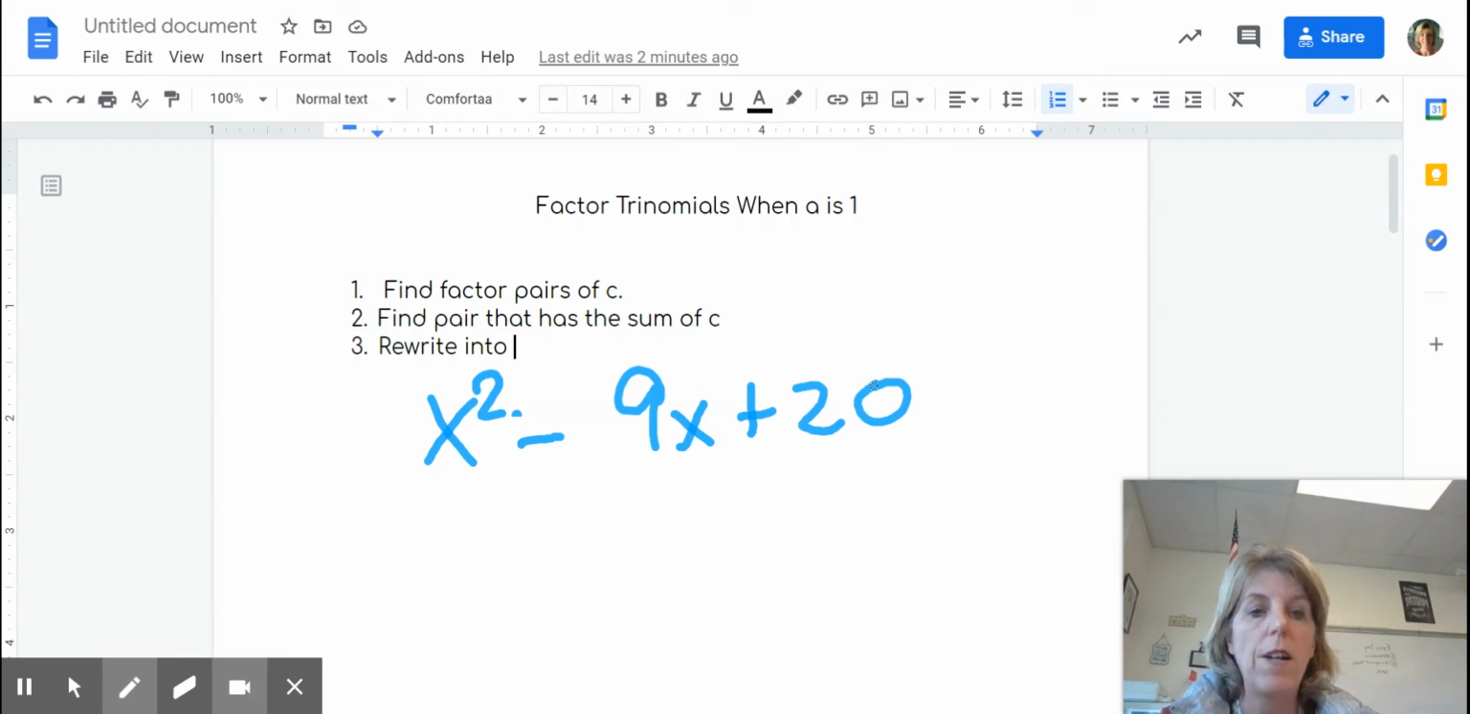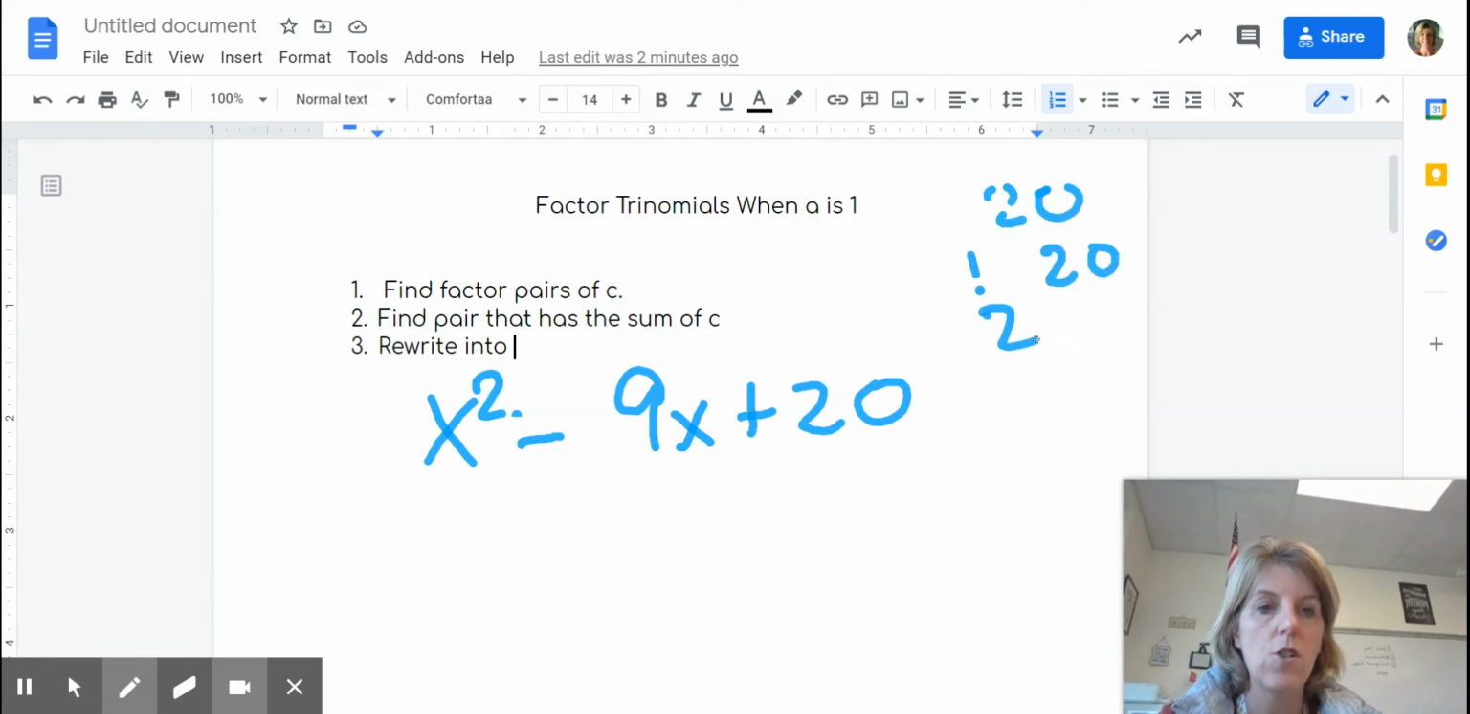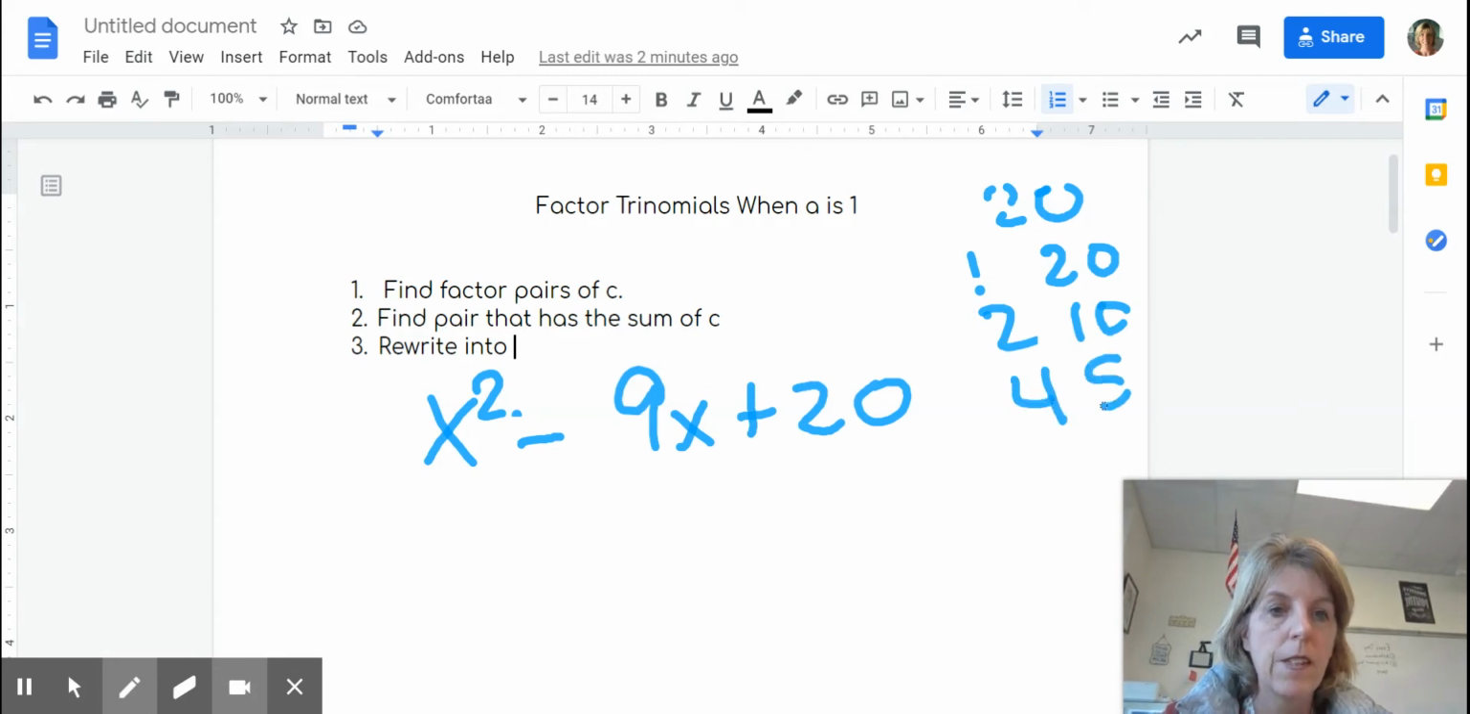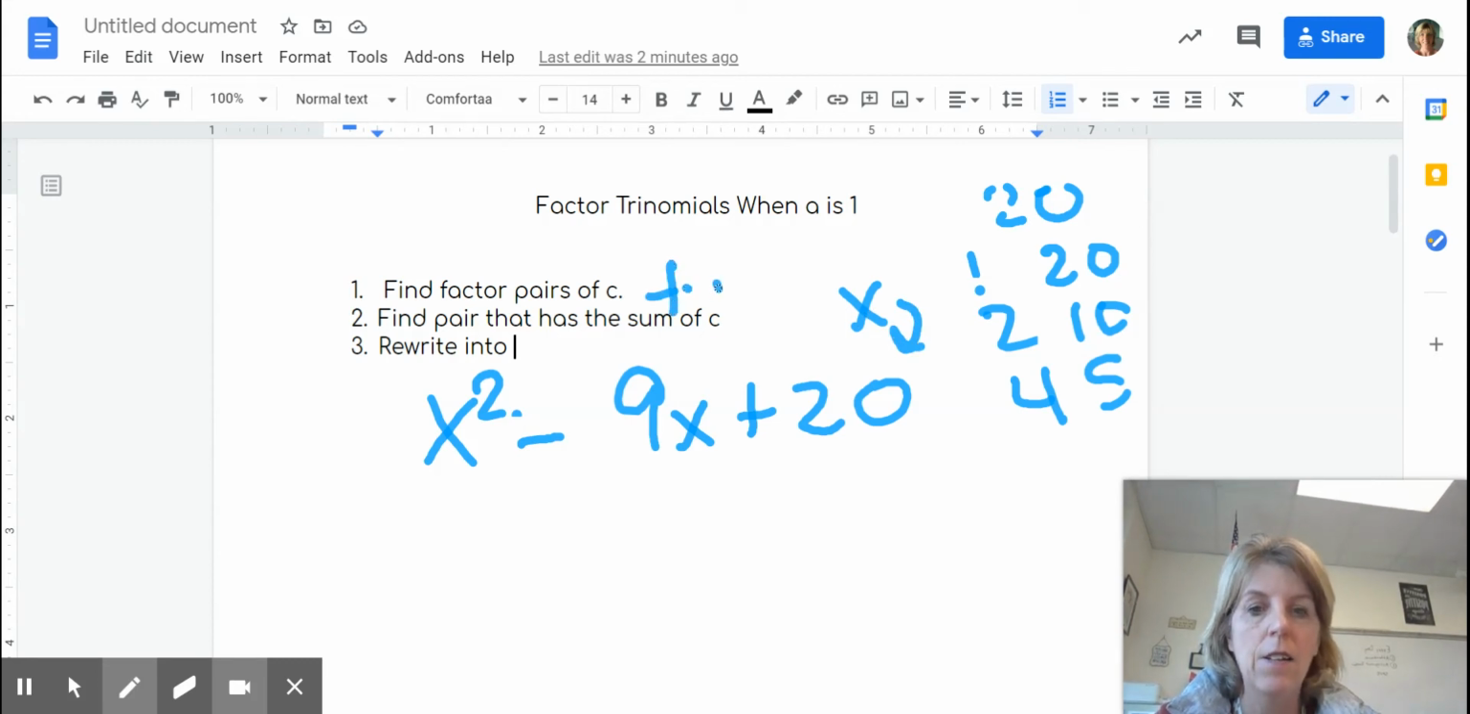So we need to identify C. C is 20. Let's find the factor pairs. They're 1 and 20, 2 and 10, 4 and 5. When I'm done finding my factor pairs, I'm looking for a pair that has to multiply to C, which all of our factor pairs do, but they have to add to B. So they have to add to negative 9. Do you see anything there that adds up to negative 9?